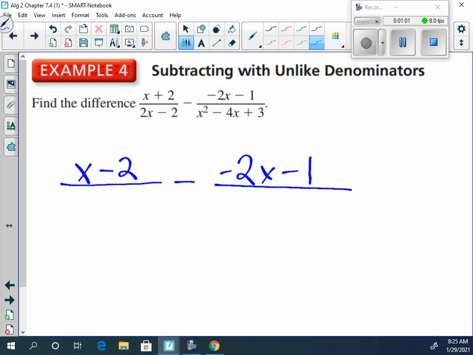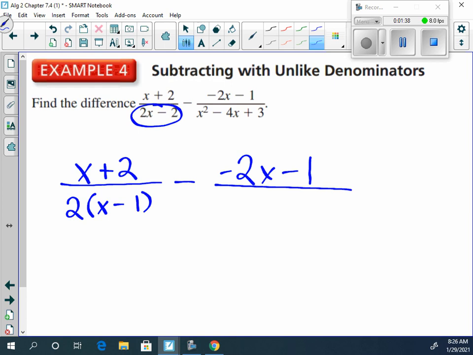So when we look at the denominator here, the first one, 2x minus 2, what can we do to factor it? Yes. Thank you. We can factor out a 2. There's a 2 in common. And if I factor 2 out of 2x, I'm left with x minus 1. 2 out of 2x gives me just x. 2 out of 2 gives me 1.